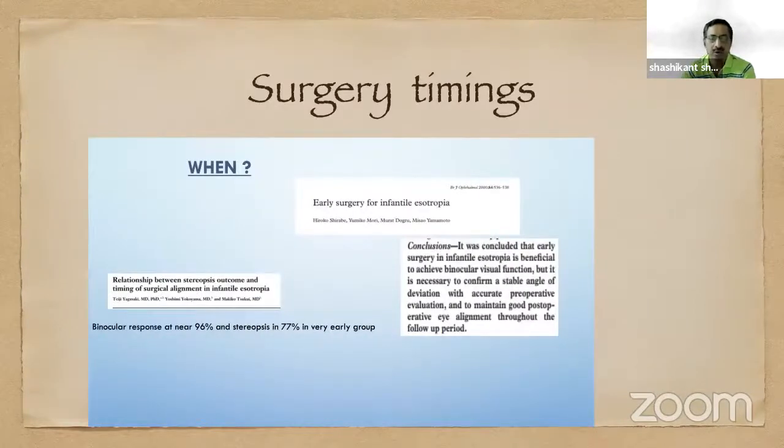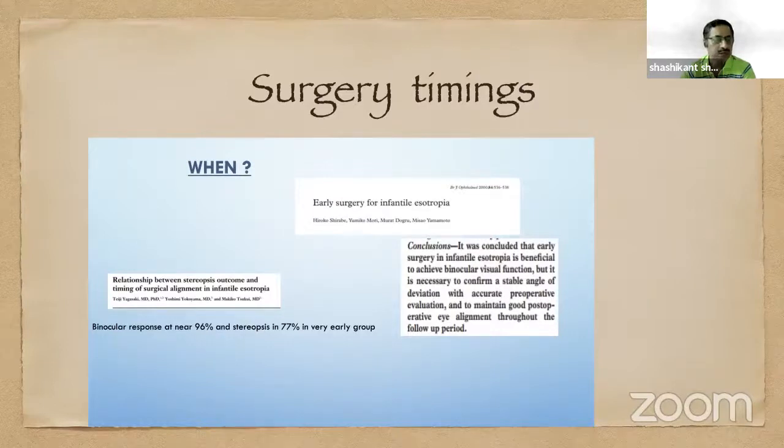So when we need to operate these patients, how early? There were multiple studies done by Hirako and Shirabe, published in the British Journal of Ophthalmology. It was concluded that early surgery in infantile esotropia is beneficial to achieve binocular visual function, but it is necessary to confirm a stable angle of deviation, accurate pre-operative evaluation, and to maintain good post-operative eye alignment throughout the follow-up period. These were the results from that study.